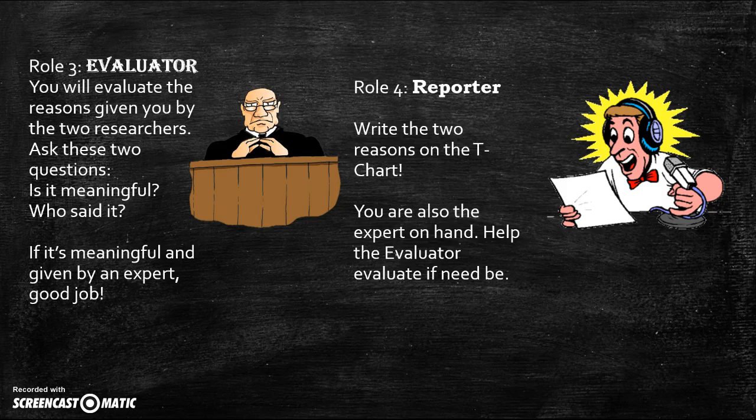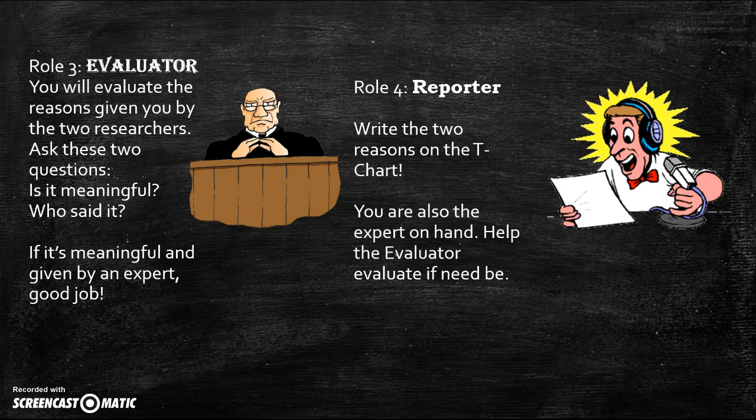Okay, role 3, you're going to be an evaluator. You're like the judge. So you've got to ask a couple of questions to your researchers. Ask them if their points, their arguments, are meaningful. Make sure that those points go back to the main overarching question: should the government tell schools what to give their students for lunch? And then we also want to make sure that the people who are giving this information give us good information and really know what they're talking about. Who said it? If you've got those 2 things, then it's probably a really good piece of information.